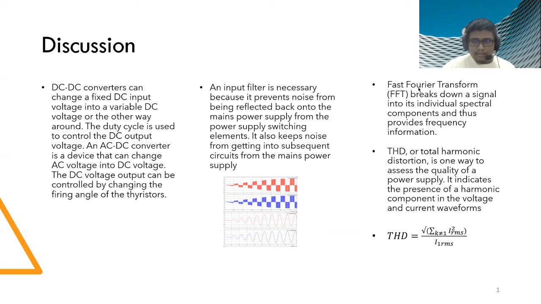So next, as for the calculation, we use two formulas, which are fast Fourier transform and total harmonic distortion. Fast Fourier transform breaks down a signal into individual spectral components and thus provides frequency information. The total harmonic distortion is one way to assess the quality of a power supply. So as you can see here, this is the formula we use for total harmonic distortion.